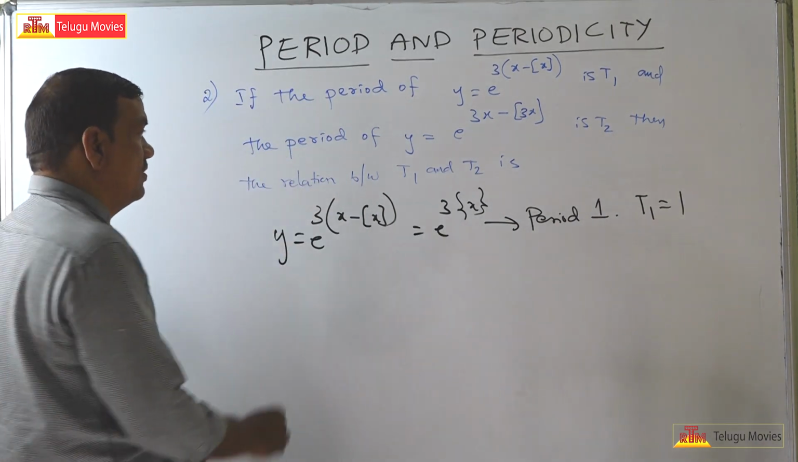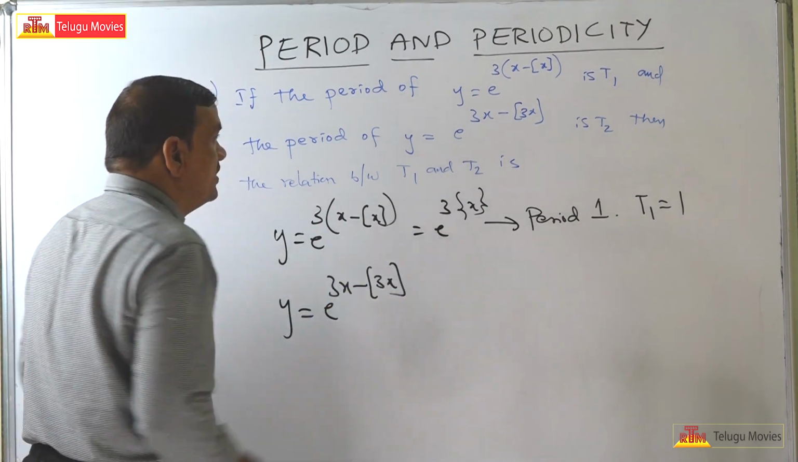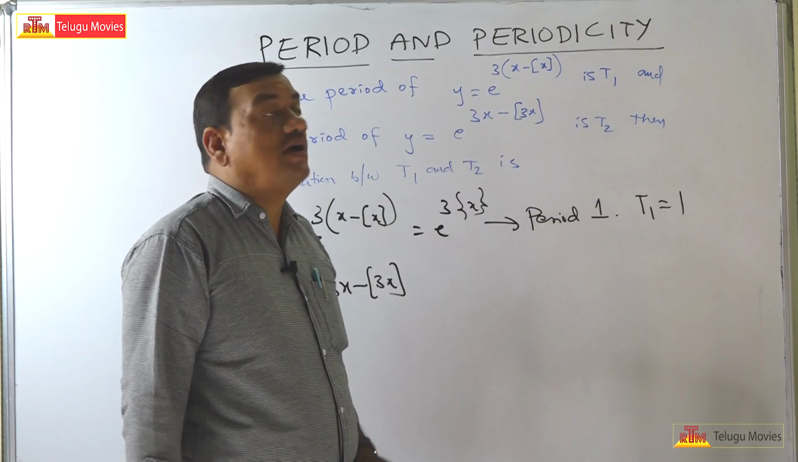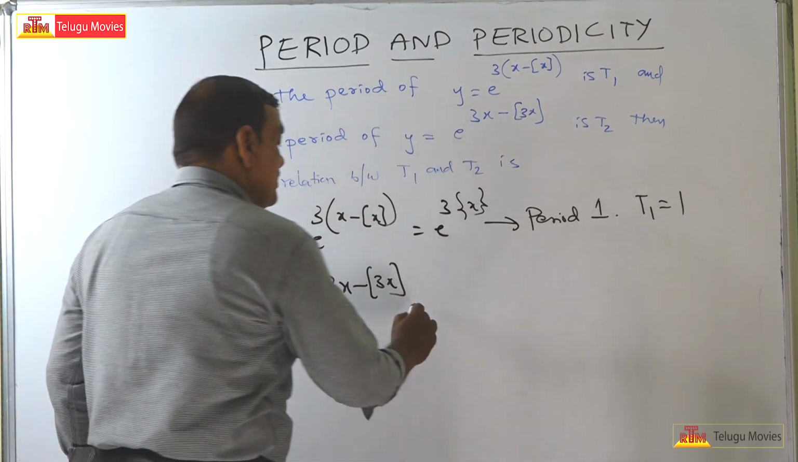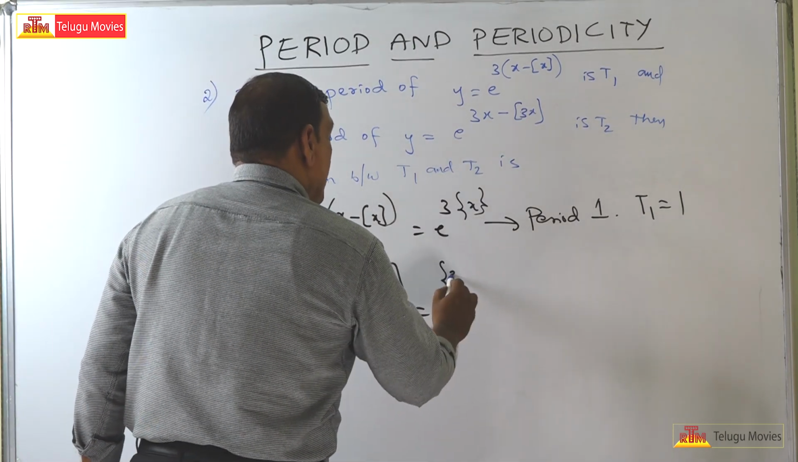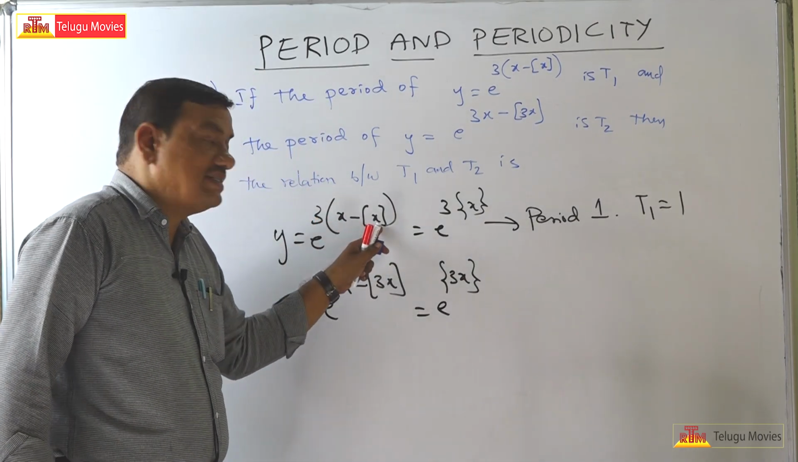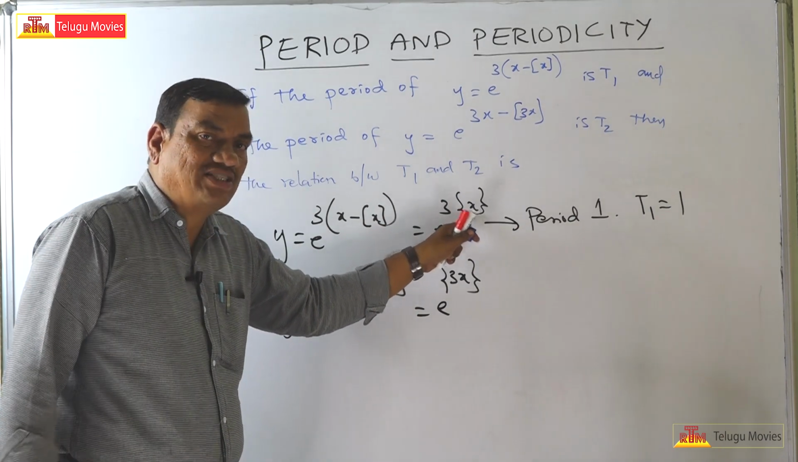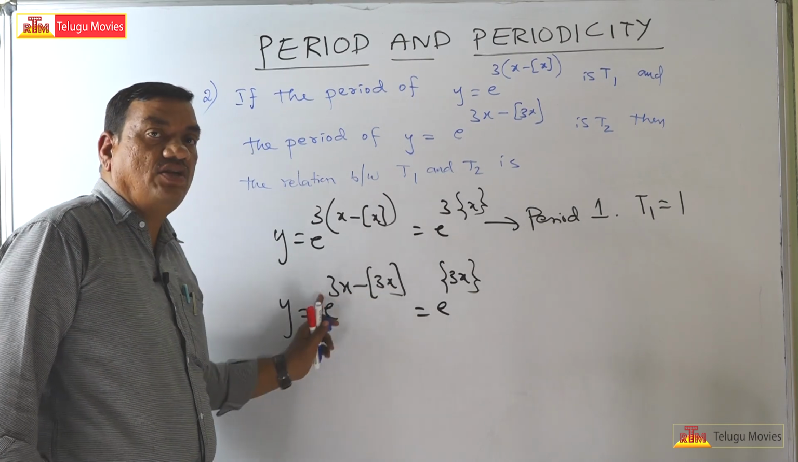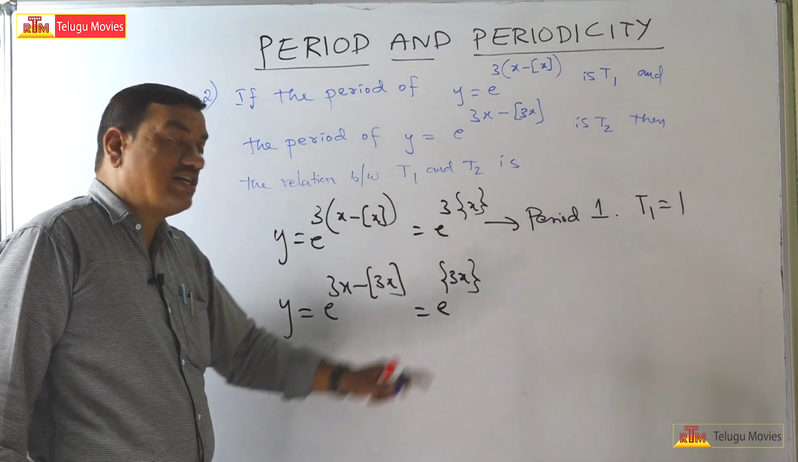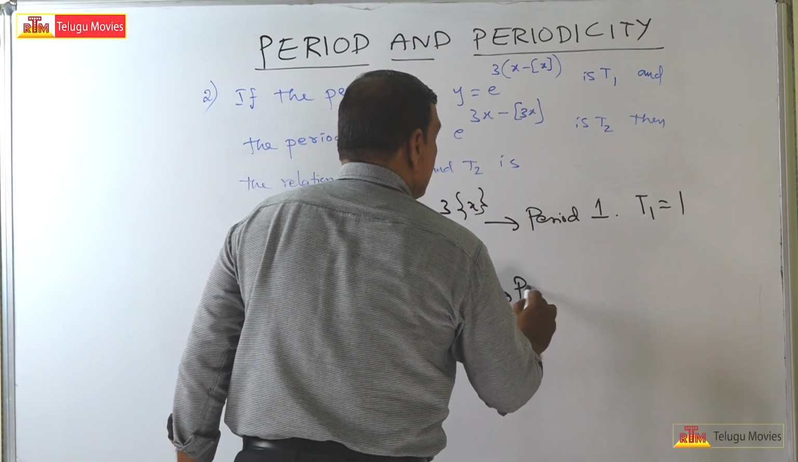But coming to the second one, it is e to the power of 3x minus floor of 3x. Here it is 3x minus floor of 3x, not 3 times x minus floor of x. That means e to the power of the fractional part of 3x. If it is x minus floor of x, we write the fractional part of x; that is the definition of the fractional part function. Here 3x minus floor of 3x is the fractional part of 3x. Then what is the period of this function?